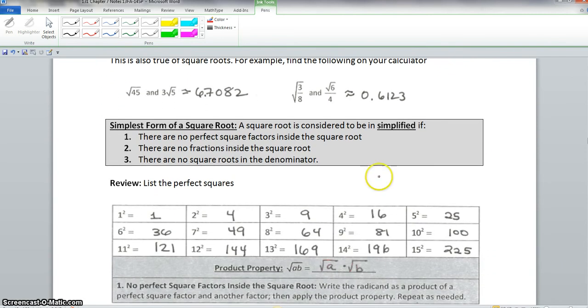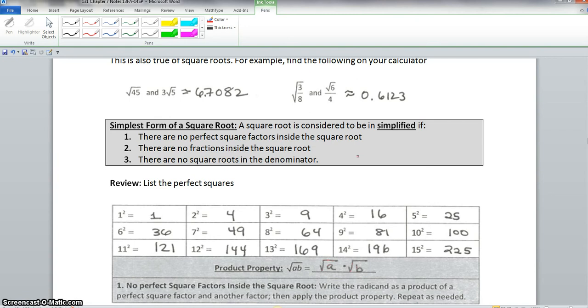A square root is considered to be in simplified form if there are no perfect square factors inside the square root, there are no fractions inside the square root, and there are no square roots in the denominator.